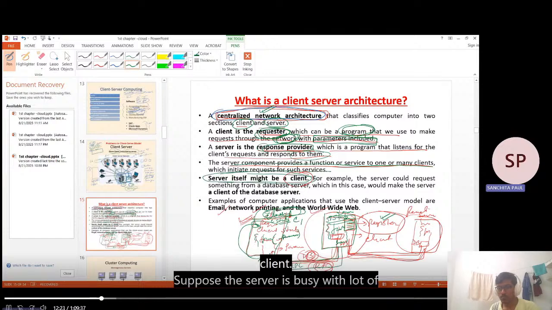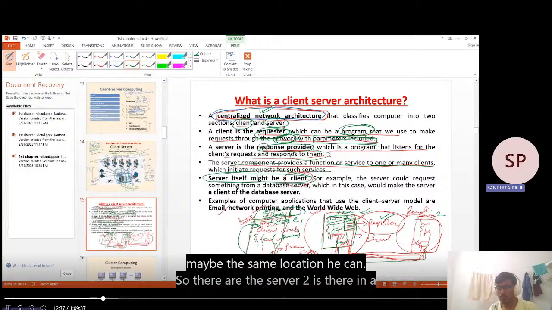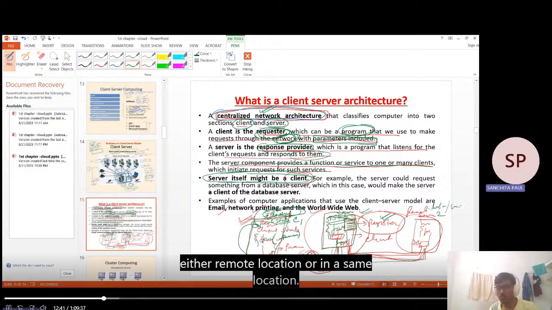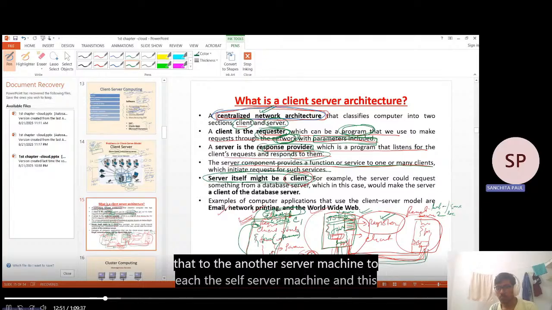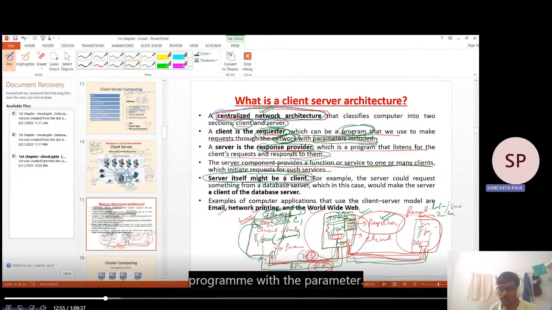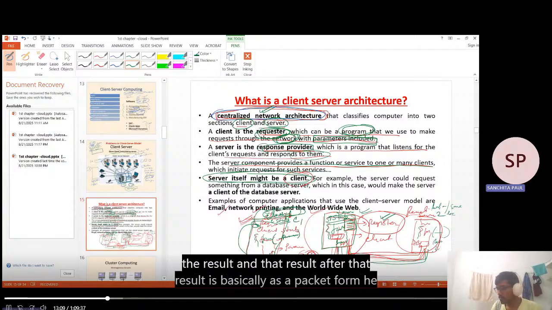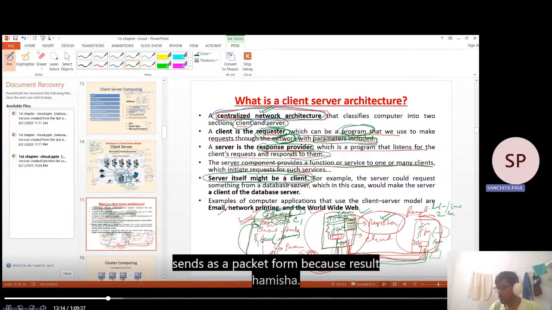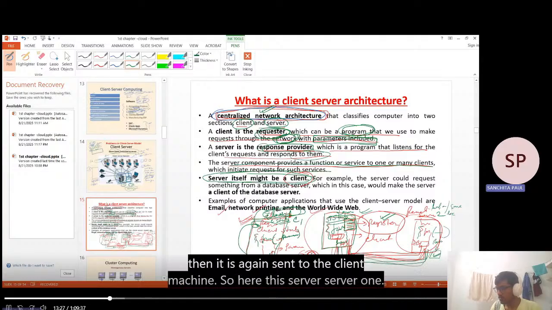When does this happen? Suppose the server is busy with a lot of program and client requests. Then the server requests another server, which may be at a remote location or at the same location. So server 2 is there. The server machine sends the program with the parameters to the other server machine, which solves the problem and executes the result. The result is sent in packet form, because the result is always sent in a secure format. As a packet, it is sent back to the server machine, which checks the result, and then it is sent again to the client machine.